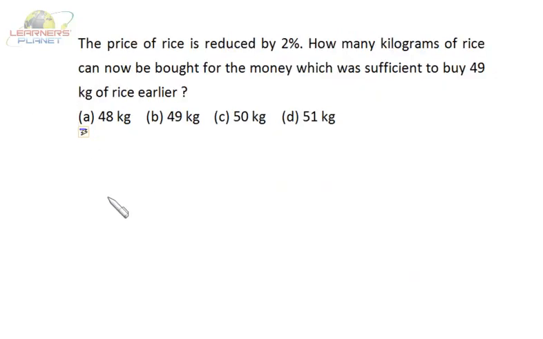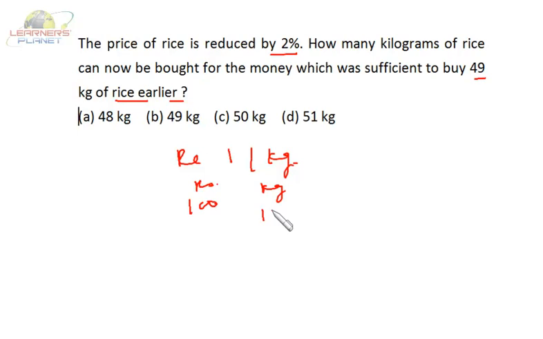Now friends, let's take this problem. The price of rice is reduced by 2%. How many kilograms of rice can now be bought for the money which was sufficient to buy 49 kilogram of rice earlier? Initially we suppose that the rice is ₹1 per kilogram. Okay, ₹1 per kilogram. So initially for 100 rupees we were buying 100 kilogram.